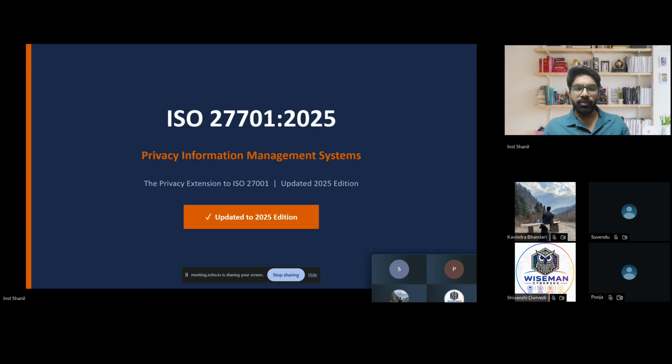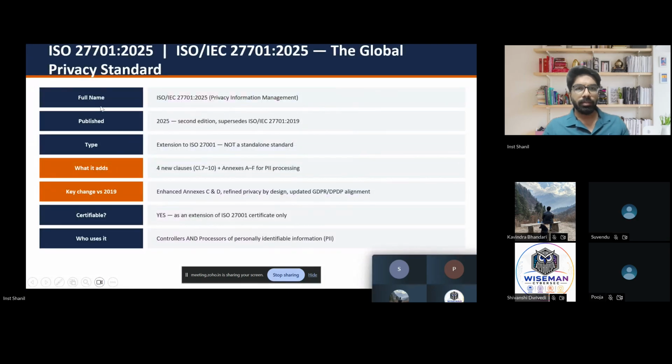Now we'll discuss in brief about ISO 27701, which is Privacy Information Management System. The full name is ISO/IEC 27701. It was published in 2025, second edition, and it replaced the 2019 edition which we were using previously. Type: it is an extension to ISO 27001. What it adds: four new clauses, and Annexures A to F for personally identifiable information processing. Key changes versus 2019 we'll discuss in detail later.